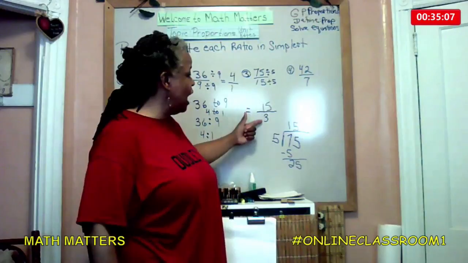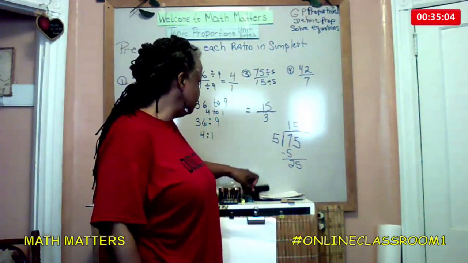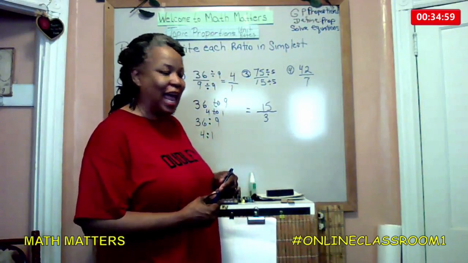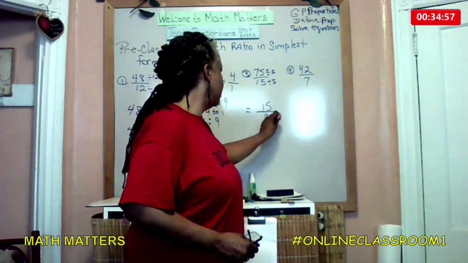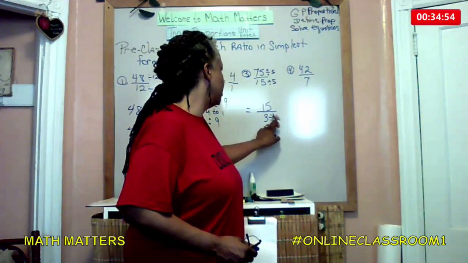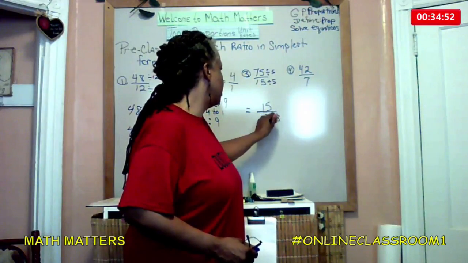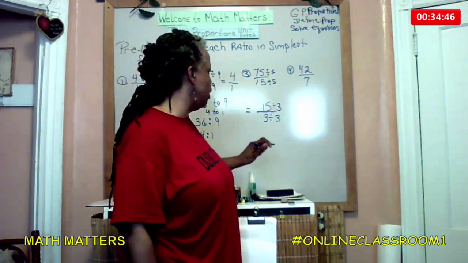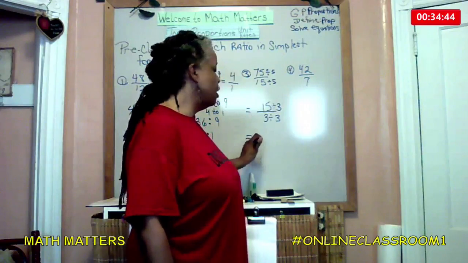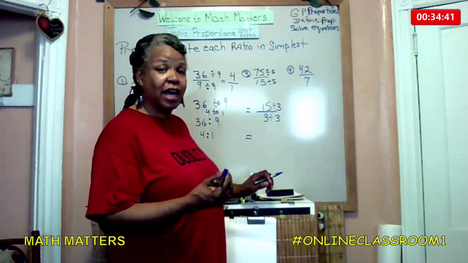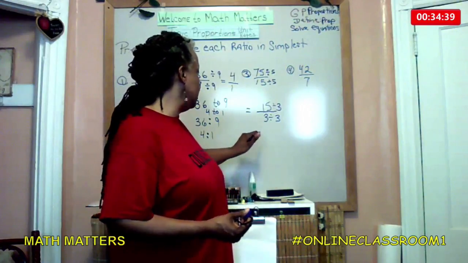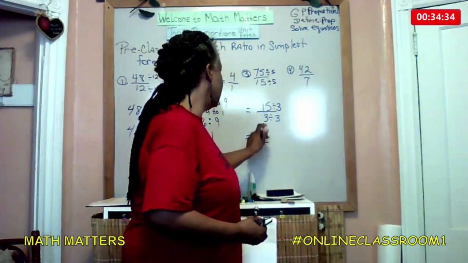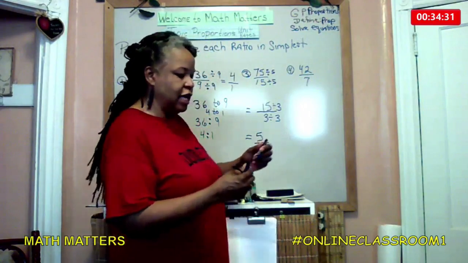But I still see a common factor. And that common factor is 3, and I can divide out the 3. What I do to the denominator, I must do to the numerator. And my final equivalent simplified ratio would be 15 divided by 3 is 5. 3 divided by 3 is 1. Is 5 to 1.